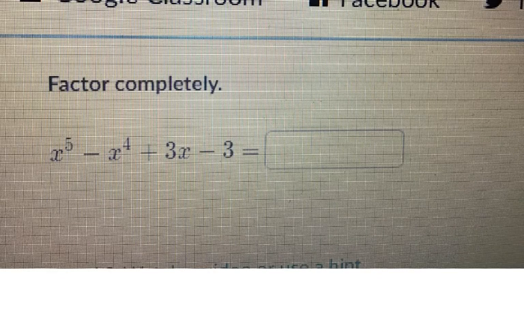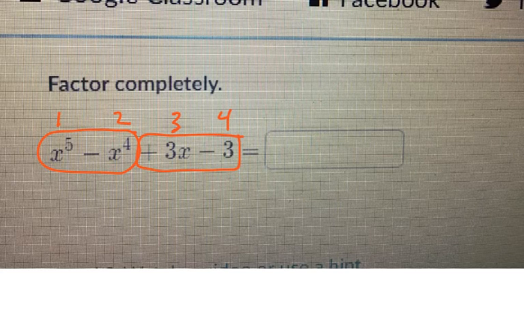How about this one here? Uh-oh. I see 1, 2, 3, 4 pieces again. What should I do? I'm going to group them. Make sure you get all the signs in your groups.